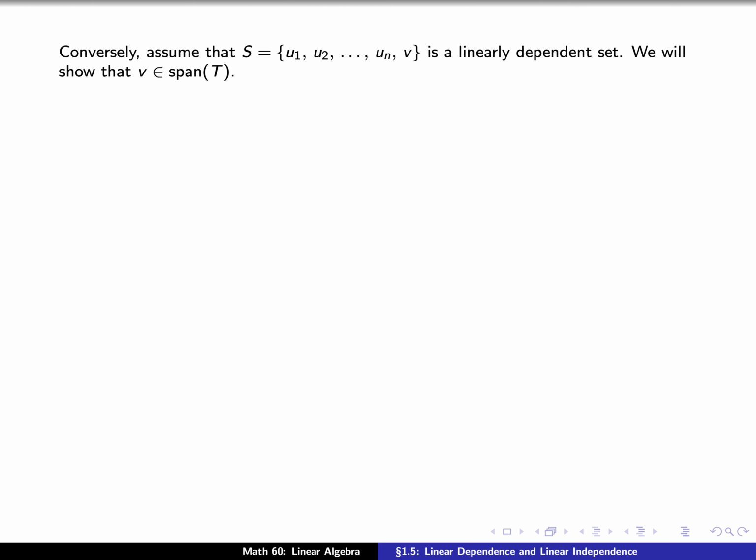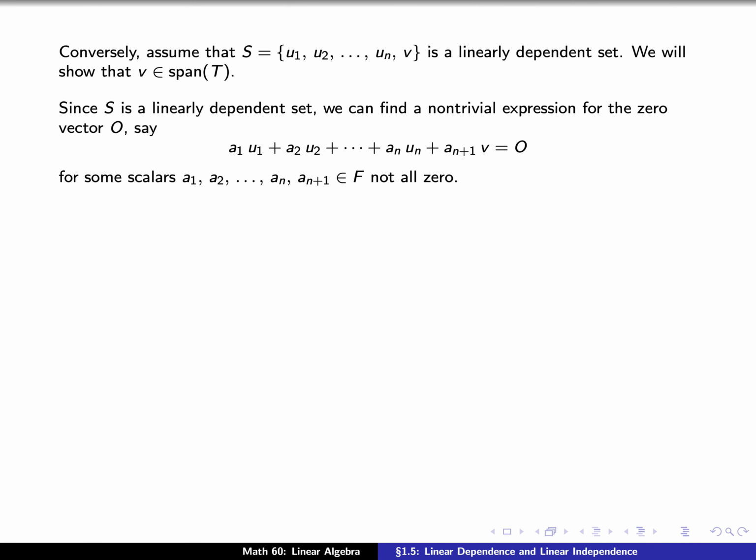Let's now prove the opposite direction. Conversely, assume that our set S, remember this takes the elements from T and we're adding in one more vector, namely the lowercase v. Let's assume that this set S is a linearly dependent set. We'll prove that the vector v is indeed in the span of T. Since S is linearly dependent, we can find a non-trivial expression for the 0 vector. Let's say a1 times u1 plus a2 times u2 plus ... plus a sub n plus 1 times v is equal to the 0 vector, where not all of these scalars are 0.